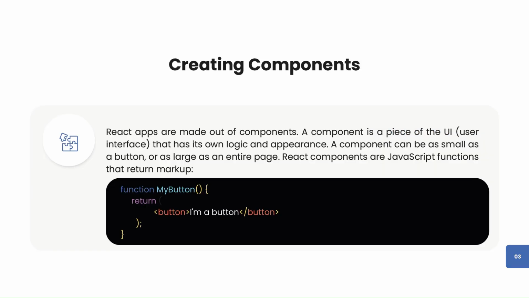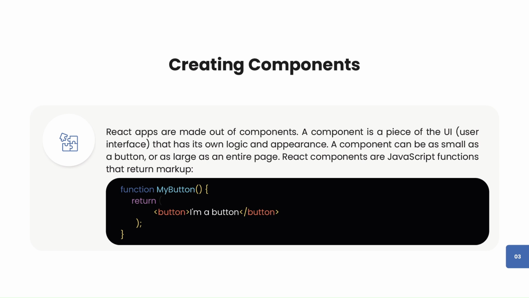Now, we all know that React apps are made of components. A component is just a piece of the user interface, so it can be anything. It can be an image, it can be a button, it can be a list or anything that you can mention. And then it has got its own logic and appearance.